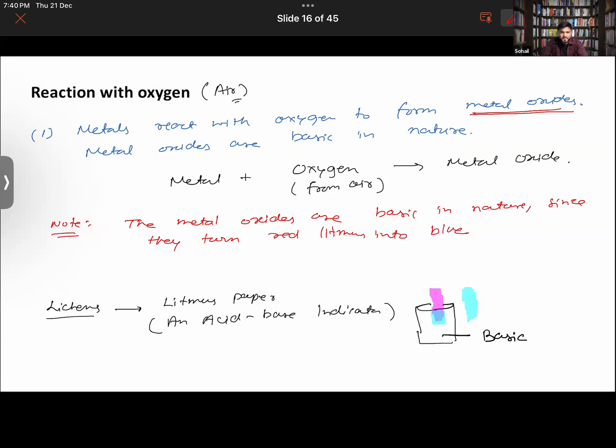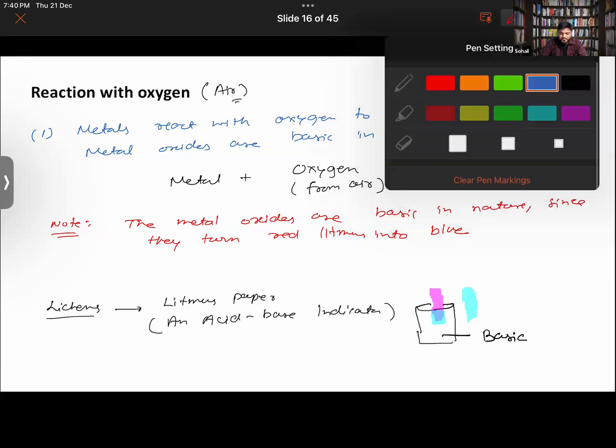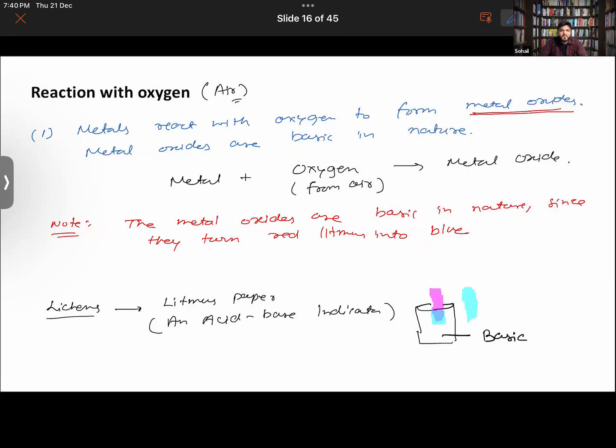Hope that is clear. So is it only the reason? There are several other reasons as well. Sir, is it the only reason why we call metals basic in nature, because it turns litmus paper into blue? No, for a substance to be an acid or a base, there are several other criteria also.